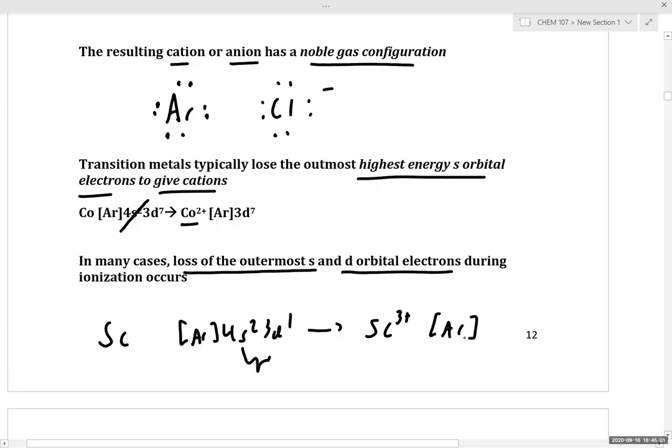Does this refresher make sense to everyone? Does this refresher on common ionization trends make sense?